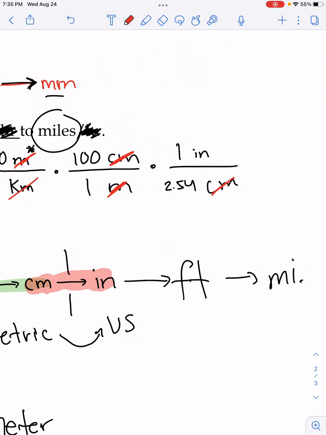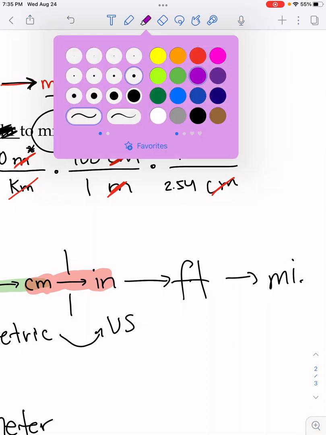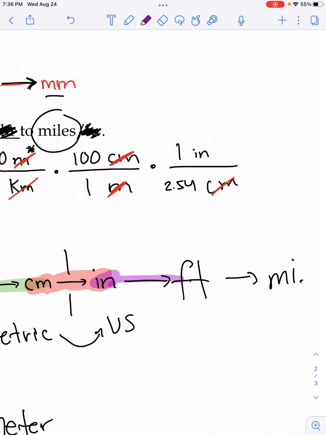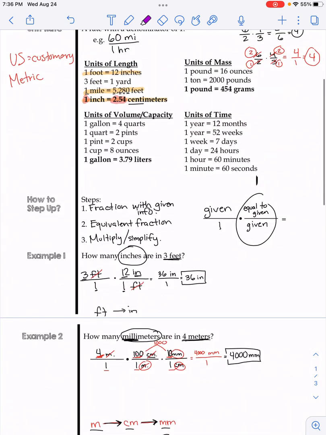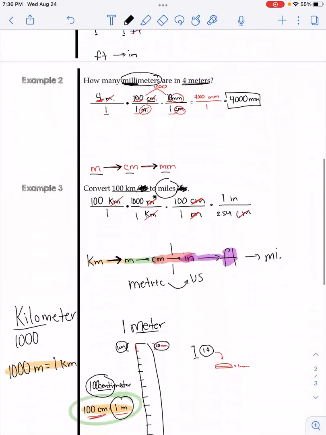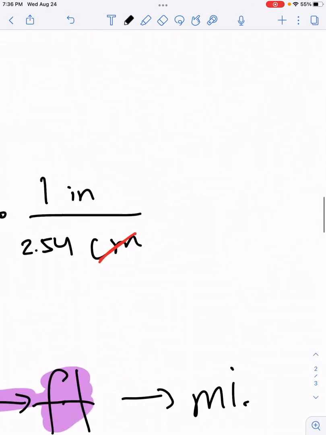Okay, so now we're going to, let's go purple. Inches to feet. All right, how many inches are in 1 foot? We know that, but you can use the chart here. There are 12 inches for every 1 foot. But the question remains, what goes where? Since we have inches on the top, that means we want inches on the bottom. And that means we'll have feet on the top here. We said 1 foot is 12 inches, so be careful with that.